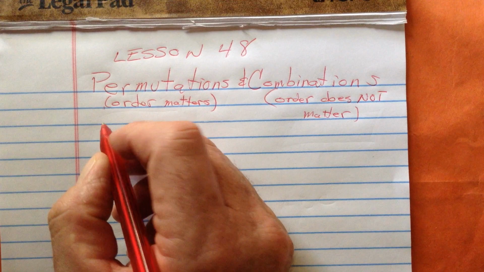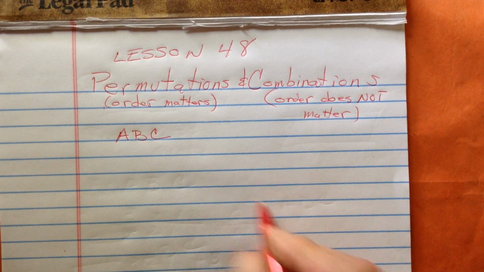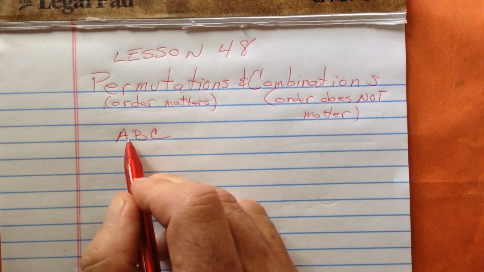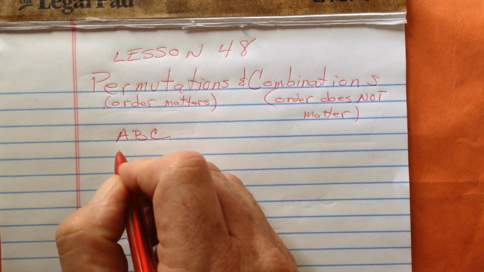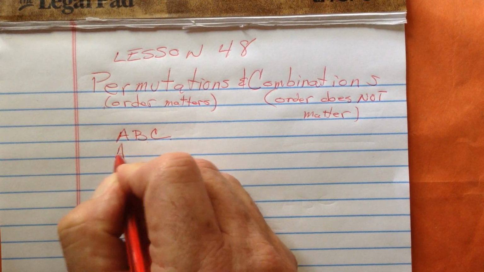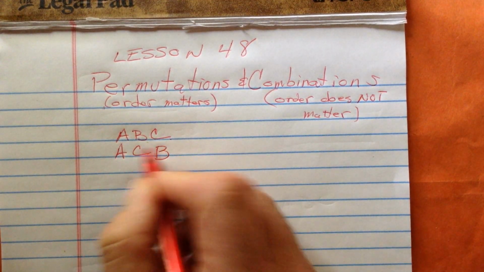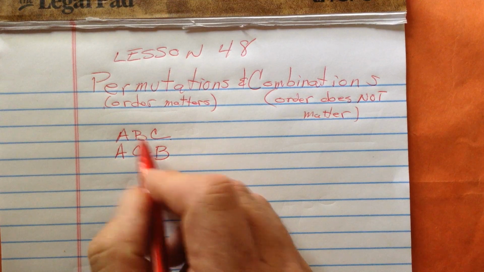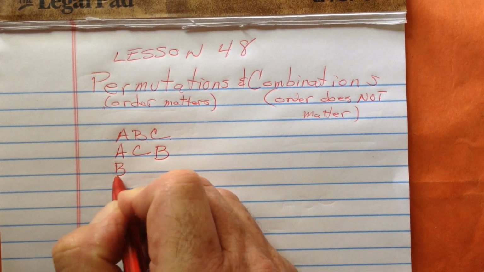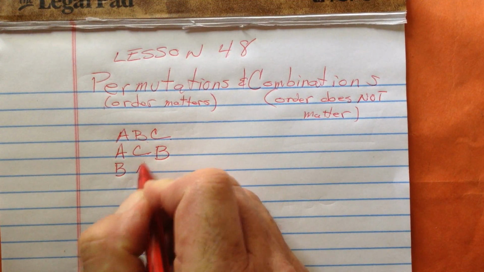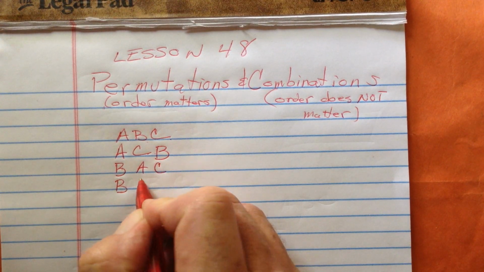Let's say you have the letters A, B, and C. Well, how can you order these differently? You have A, B, and C. Or I could keep the A in front and move the C and B, so C and B, so there's a second way of putting them. Or I could take the B and put that in front, and then have A and C, or I could keep the B in front and have C and A.